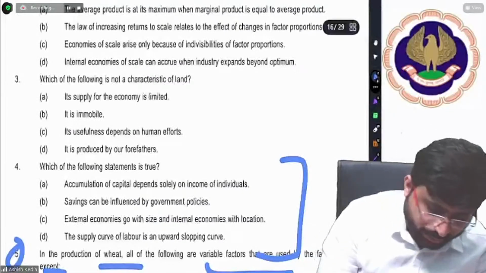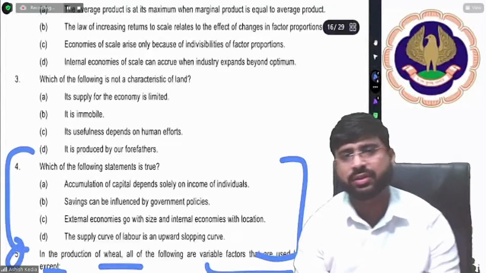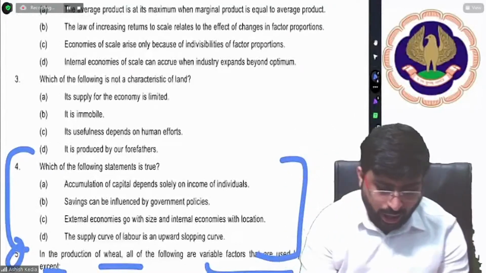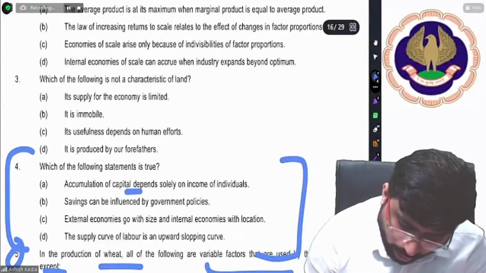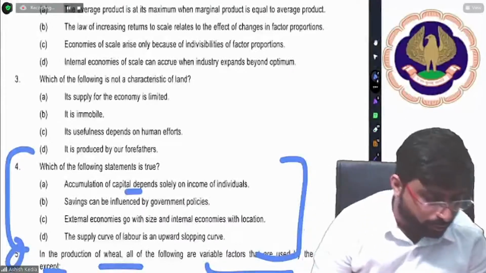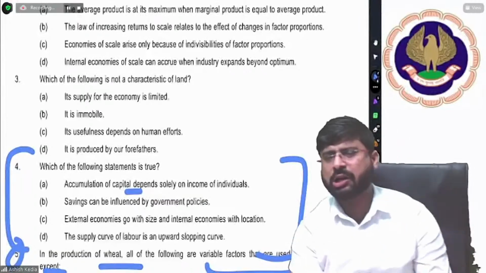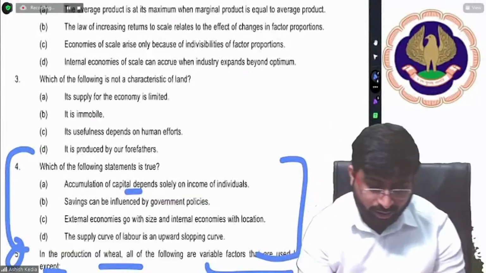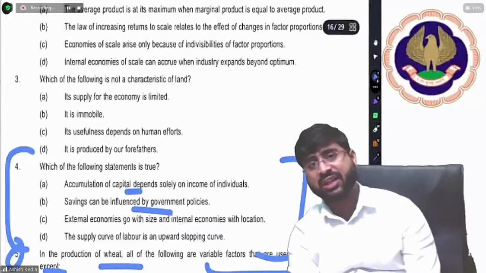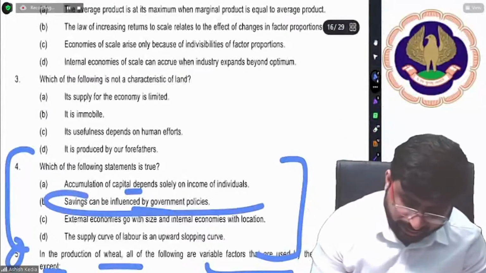Which of the following statements is true? Question number 4 we discuss here. Accumulation of capital depends solely on income of individuals. Solely? No, not only income of individuals, companies, etc. Savings can be influenced by government policies. Yes, it is the absolutely correct answer.